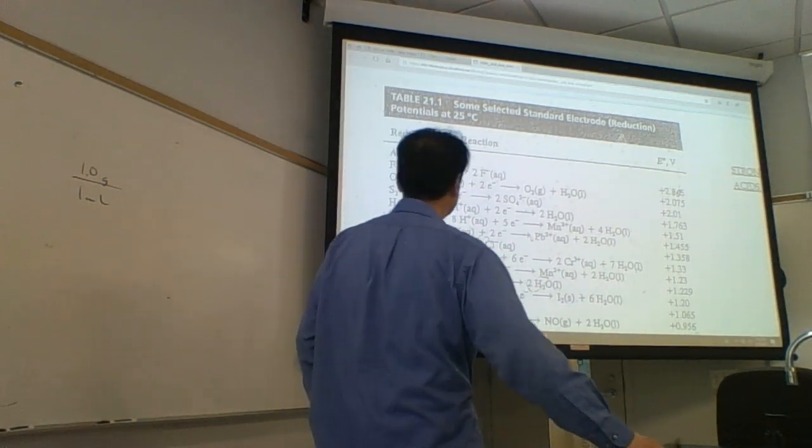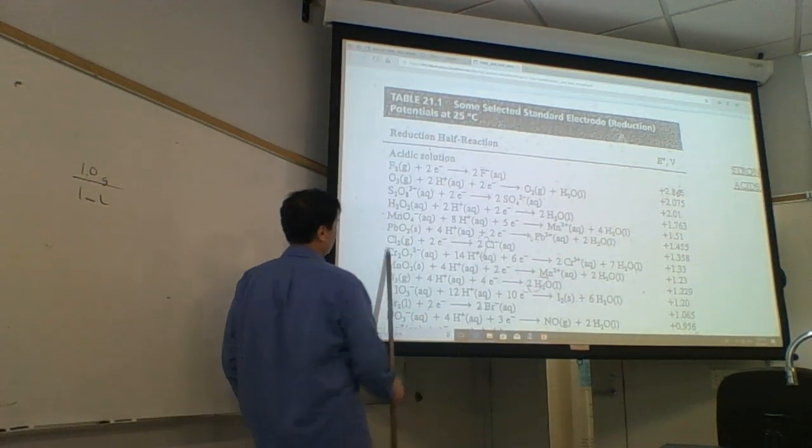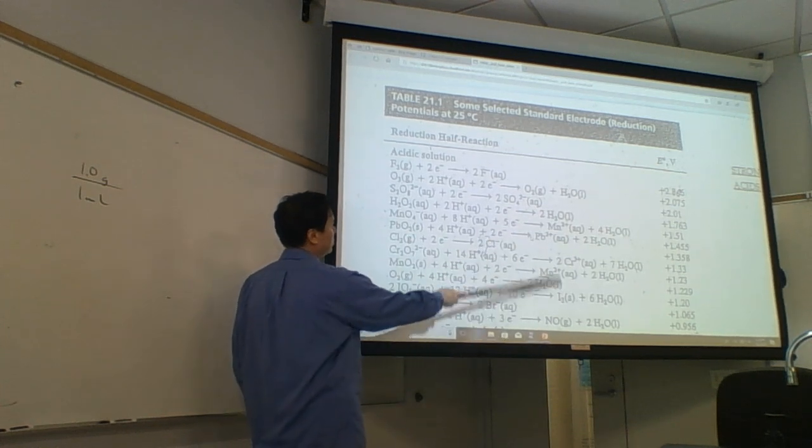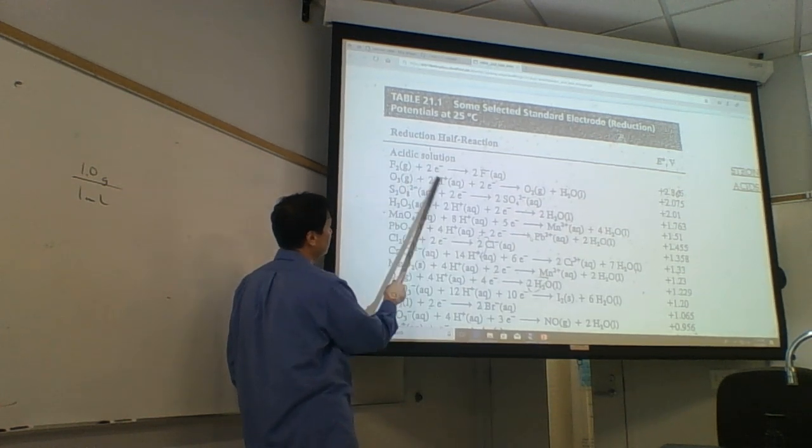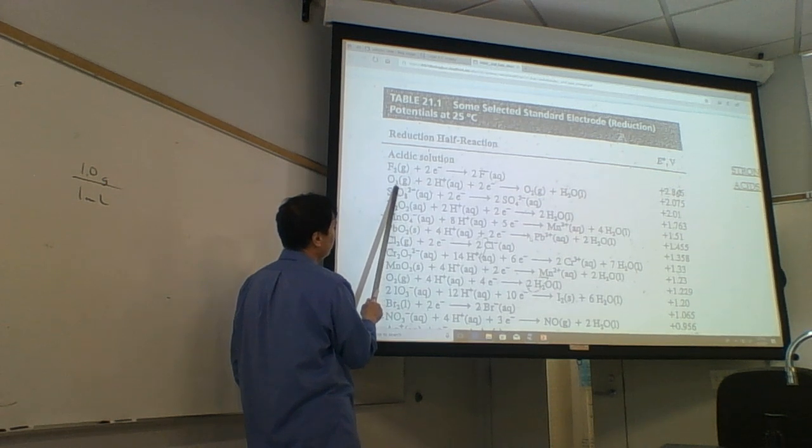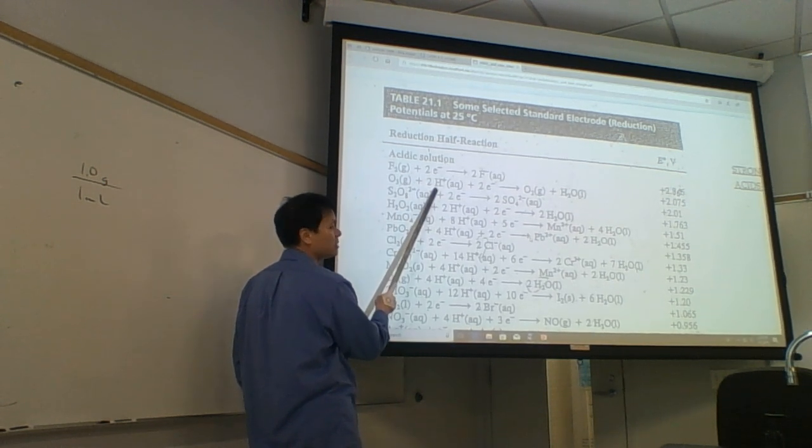This is the redox chart. On the left here are the oxidizers. On the right are the reducers. The oxidizers take electrons, so fluorine takes electrons. Ozone and acid takes electrons.